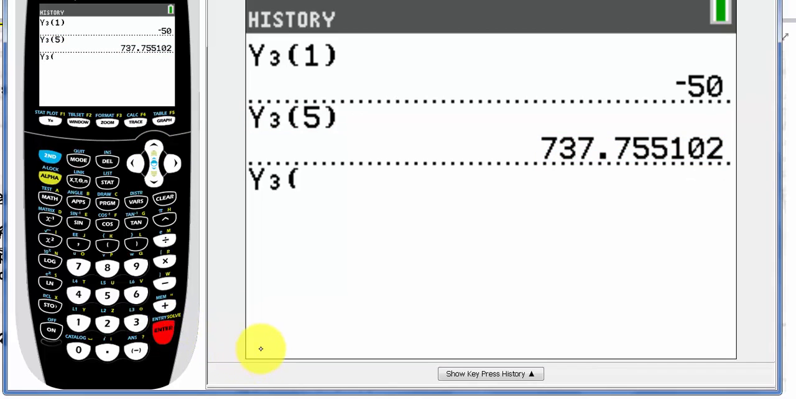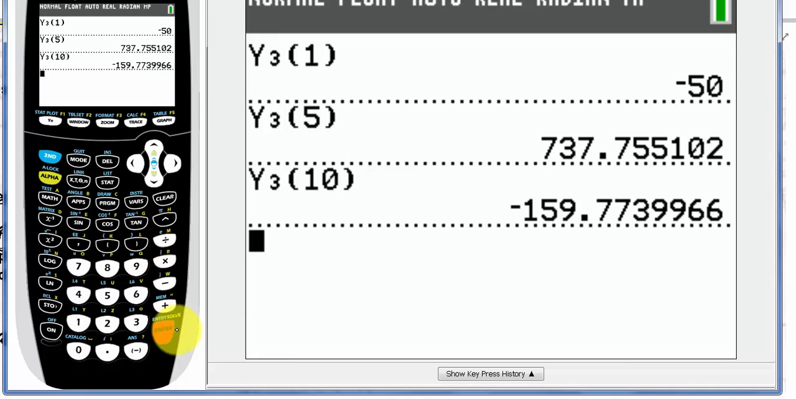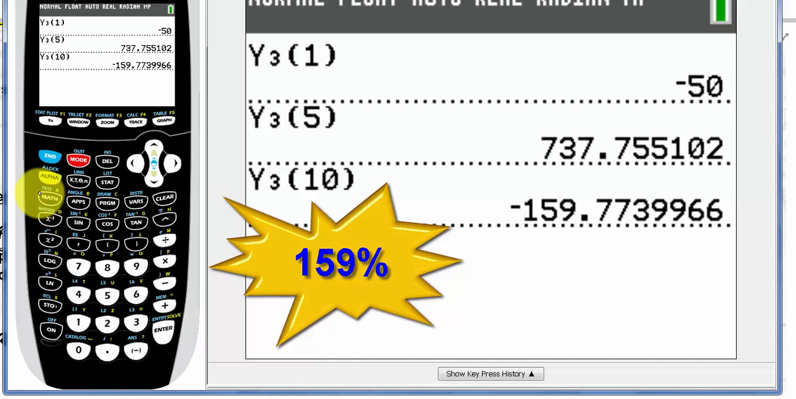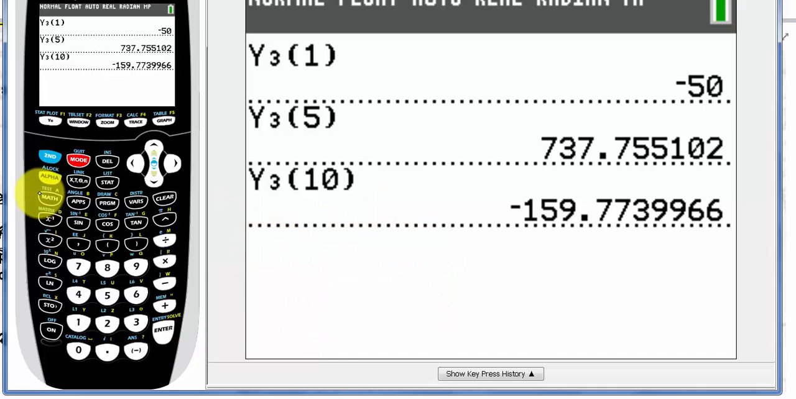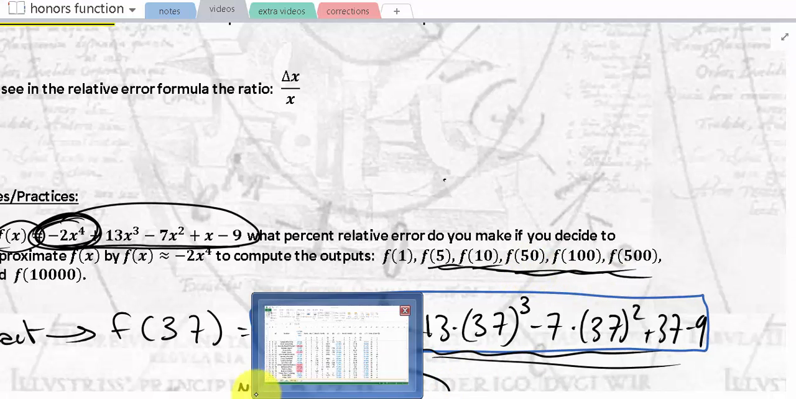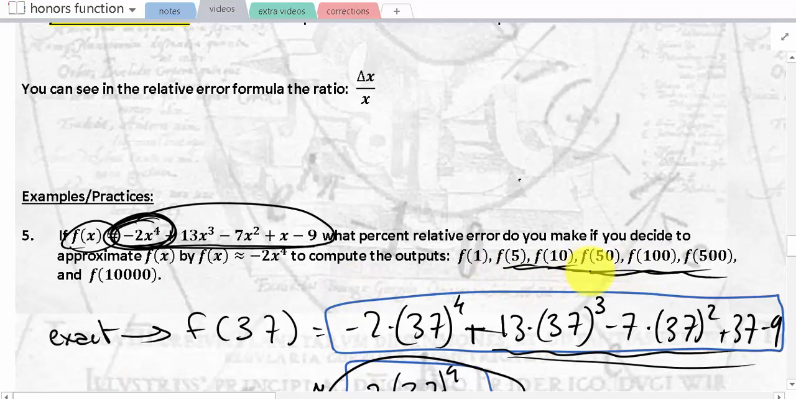So let me grab this one. And now I'm going to enter 10. 10 right here. Okay, what do I have? Negative 1.59. Okay, still not very good. See, I mean, 159% error. These are not very good values. So I want you to do 50, 100, 500 and 10,000.